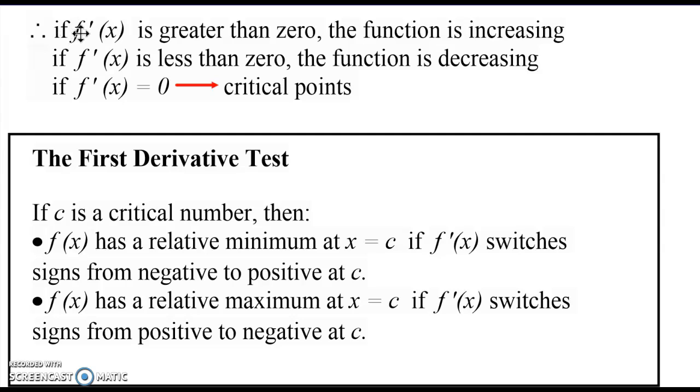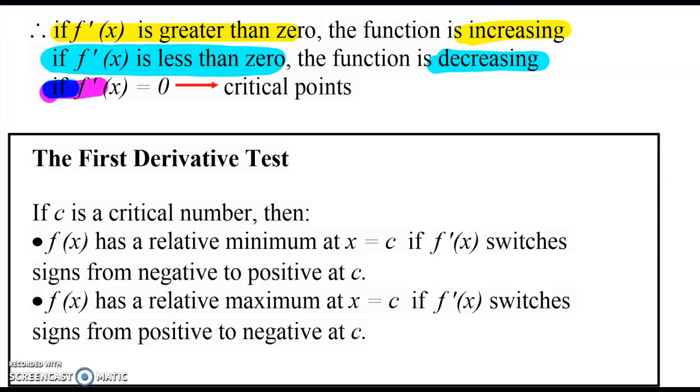Below is a summary. If the derivative of x is greater than 0, if the derivative is positive, we know the derivative implies the slope. If the slope is positive, then the function's increasing. If the derivative is less than 0, so if the derivative is negative, if the slope of the tangent line is negative, then the function is decreasing. And if the derivative equals 0, that's the critical point. That's the place where the tangent line will be completely horizontal.